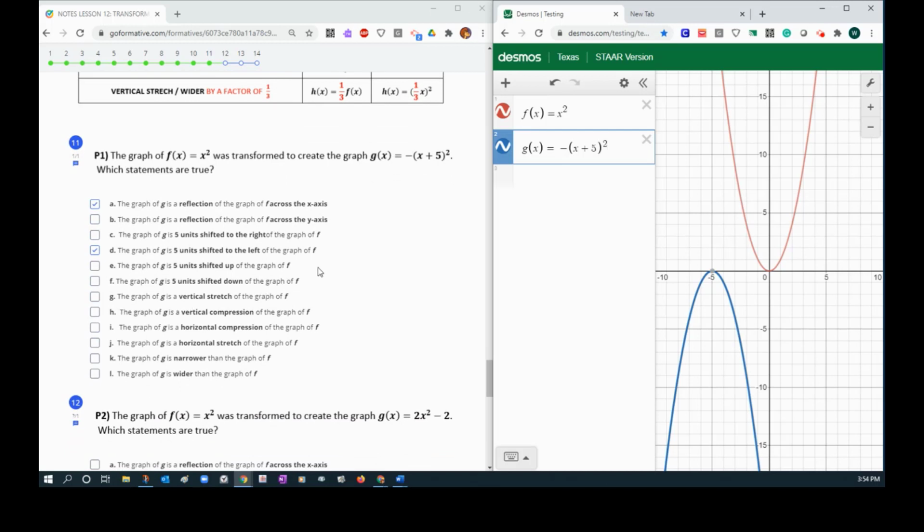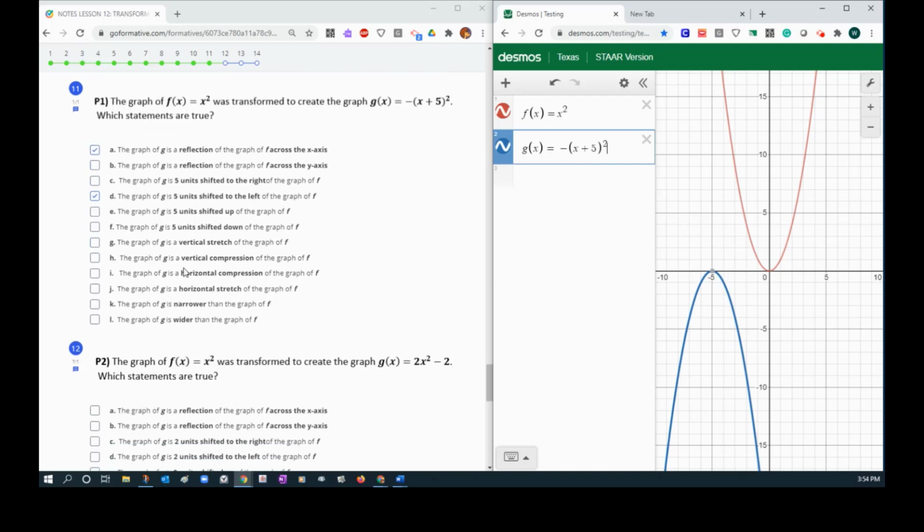All right. So now, just to illustrate here, the negative means there was a reflection over the x-axis. The positive 5 inside the parentheses means, remember, there's a horizontal shift. It's counterintuitive. So positive 5, you would think you go to the right, but actually it goes to the left. And that's exactly what happened there. It went to the left.